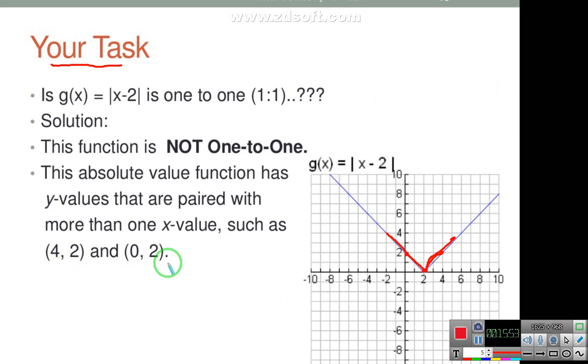Hope it is understandable for you. Again the same one, if you have a 2 value, for this one, for 4 this value, for 0 again this value. So it means when you put 0, when you put 2, when you put 4 in this function, the output is 2. So this is not a one-to-one function.